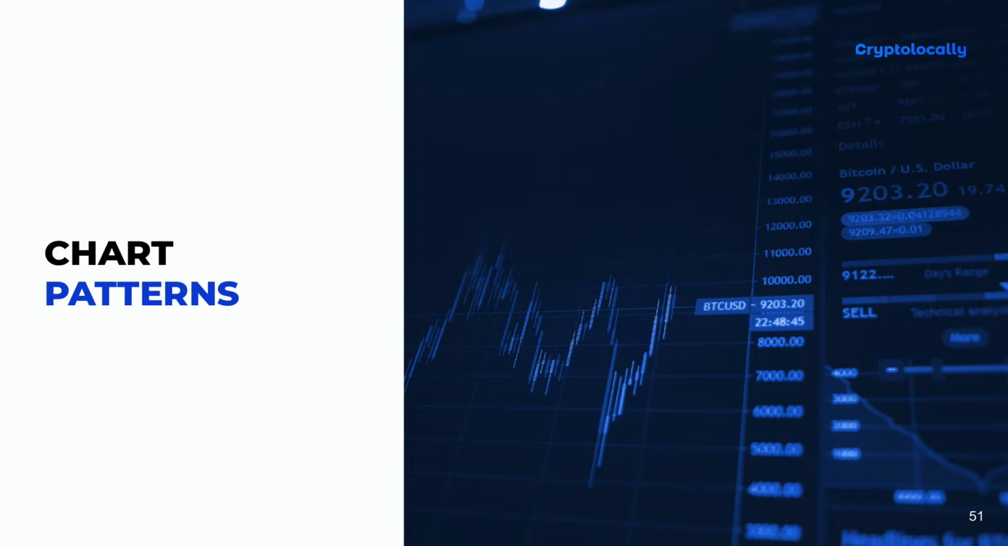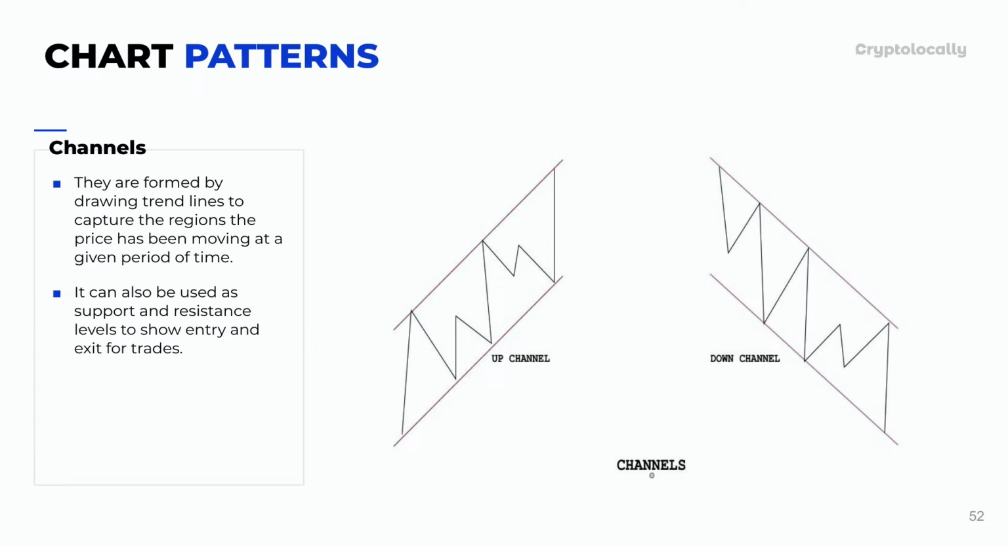To understand this better, I'm going to be showing you real life scenarios, but let's get started with different types of chart patterns. First one we're going to be talking about is channels. So what are channels? They are formed by drawing trend lines to capture the region the price has been moving at a given period of time. So let's see this in a real life scenario.